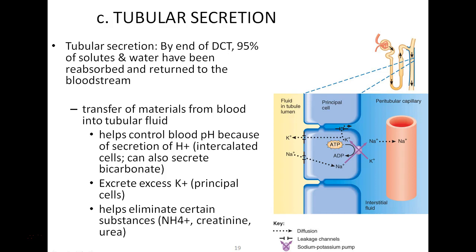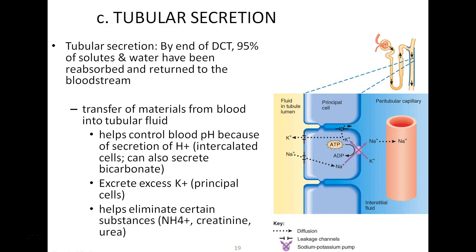Why might we have tubular secretion? One purpose is disposing of substances, such as drugs or metabolites. Another purpose is to eliminate undesirable substances or end products that have been reabsorbed by passive processes. Urea is a good example of that. And then also we can rid the body of excess potassium ions, and that's done with those principal cells.